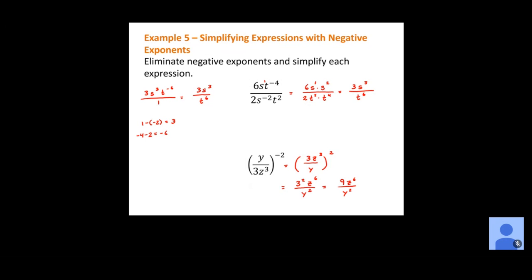Now, again, you could have technically distributed the negative 2 to all of your terms. Then all of your exponents are negative, though, so they'd all have to move to become positive, and you'd still end up with exactly the same answer there.